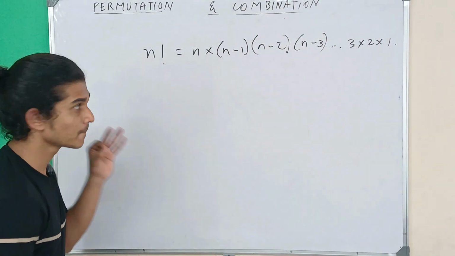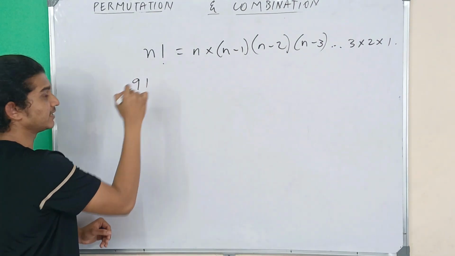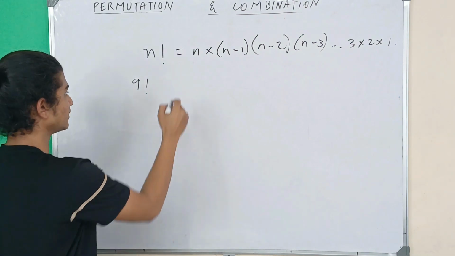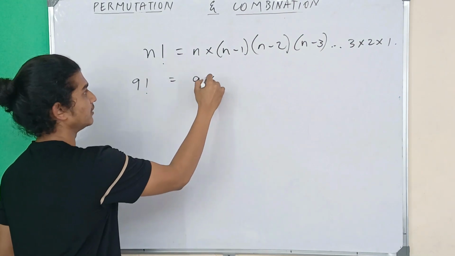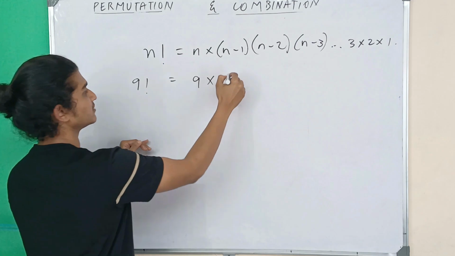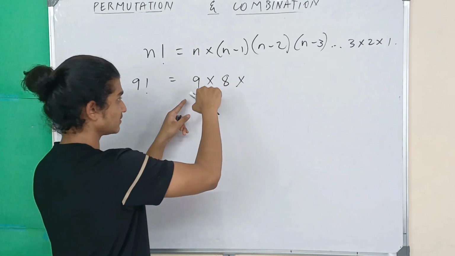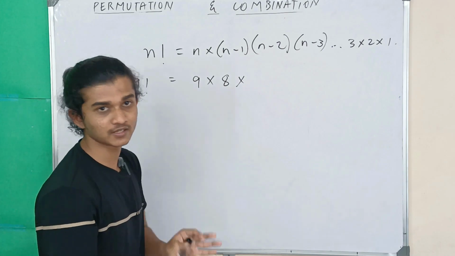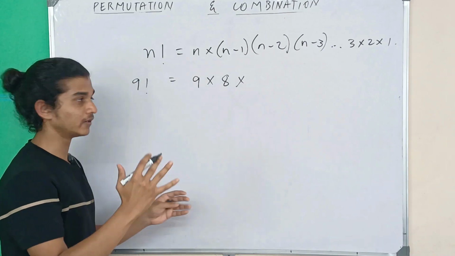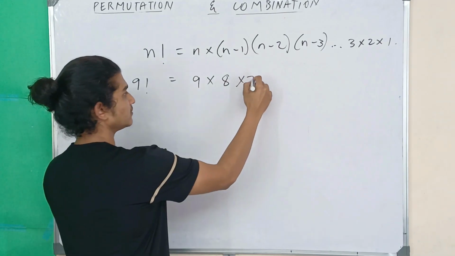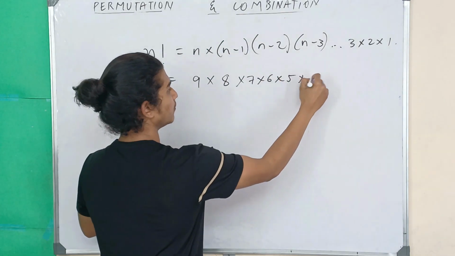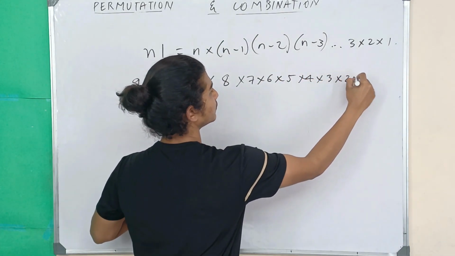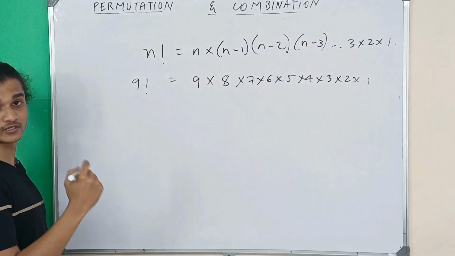For example, suppose I want to find 9 factorial. So 9 factorial is basically that number, then that number minus 1, which is 8, and then minus 2, and so on. Just reduce by 1 consecutively and keep multiplying until you go down to 1. So 9 into 8 into 7 into 6 into 5 into 4 into 3 into 2 into 1. So this is 9 factorial.